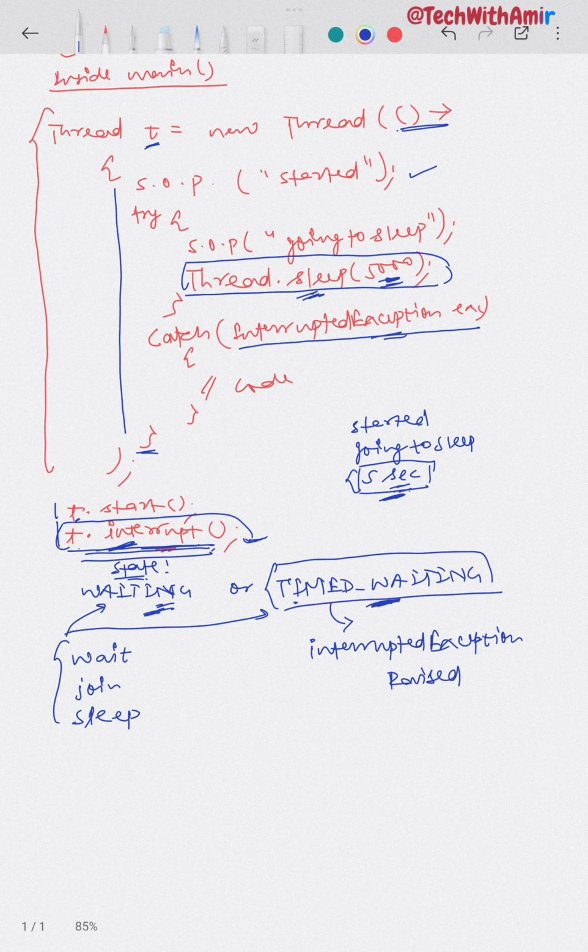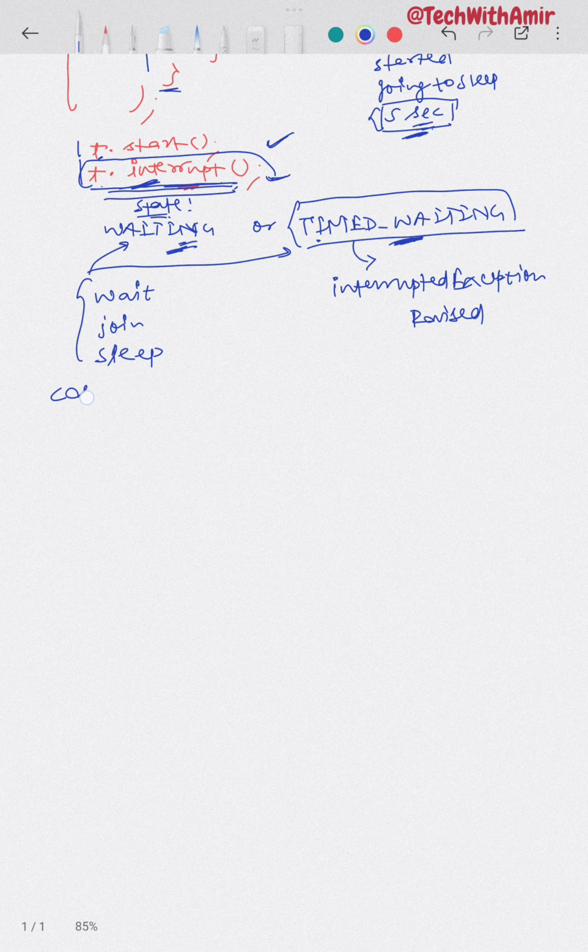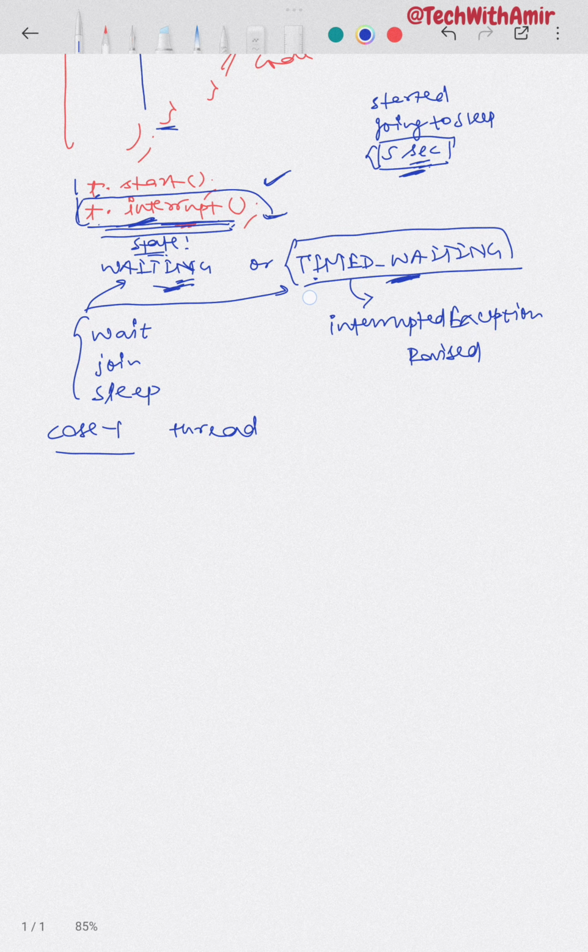So there are two cases about the thread's state when this t.interrupt will be called. Case one is that the thread is in a non-waiting or non-timed waiting state. I mean, it is in a state which is not waiting or timed waiting. The thread is in a kind of runnable state.